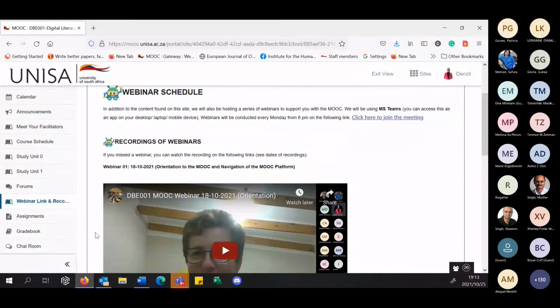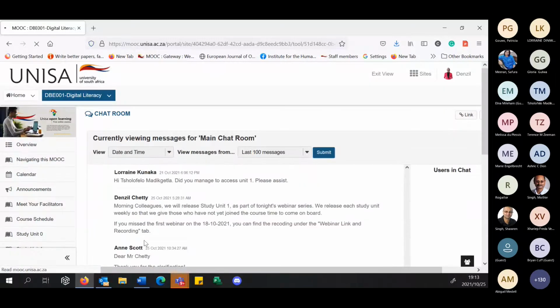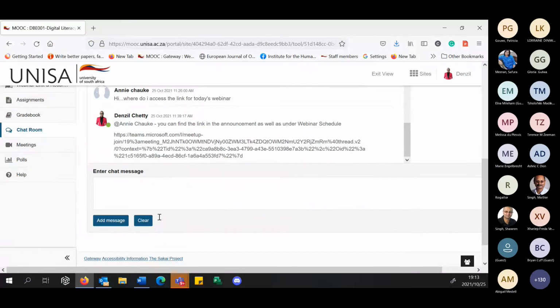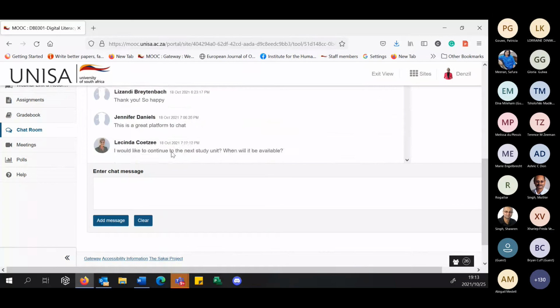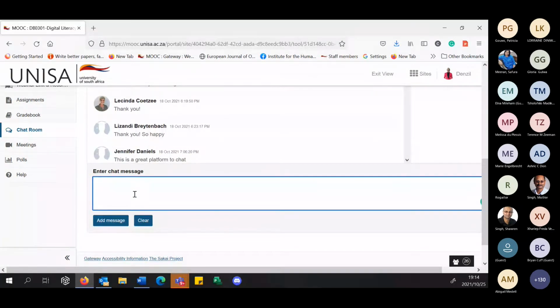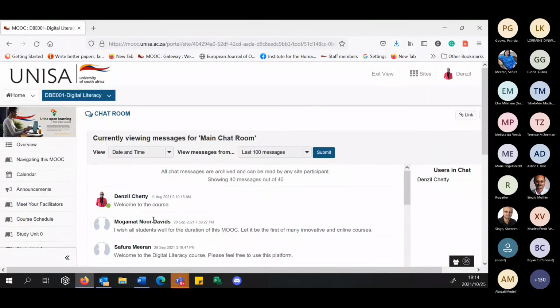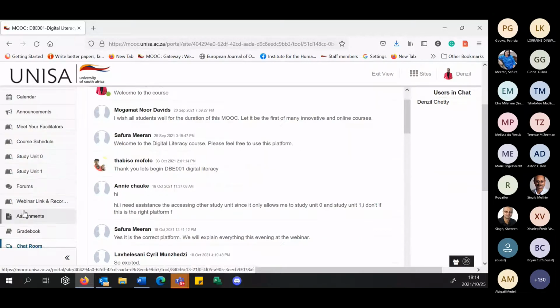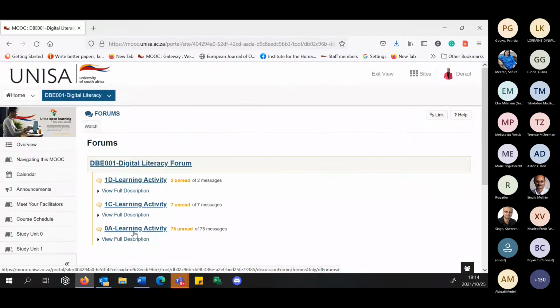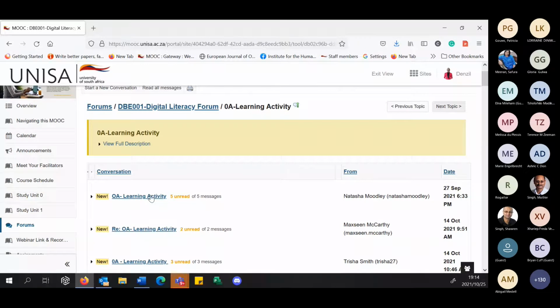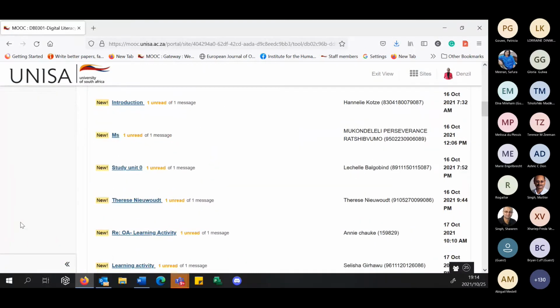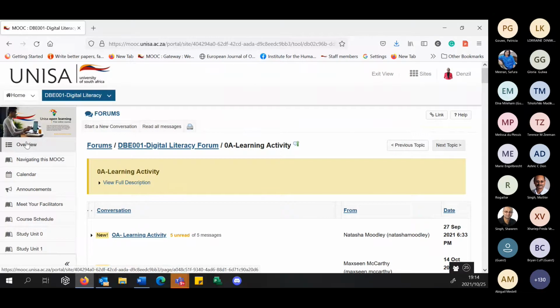For those that want to communicate with us, you click on chat room. In the chat room, you'll find that there are already comments and conversations happening. You simply type in your conversation here, click add message, and when the colleagues are online, they will respond to you. Also, you will note your forums: whenever you post an activity, you see this activity has already been completed. Our colleagues will now start going in and providing feedback on the activities you complete, so you have something for self-learning as well.